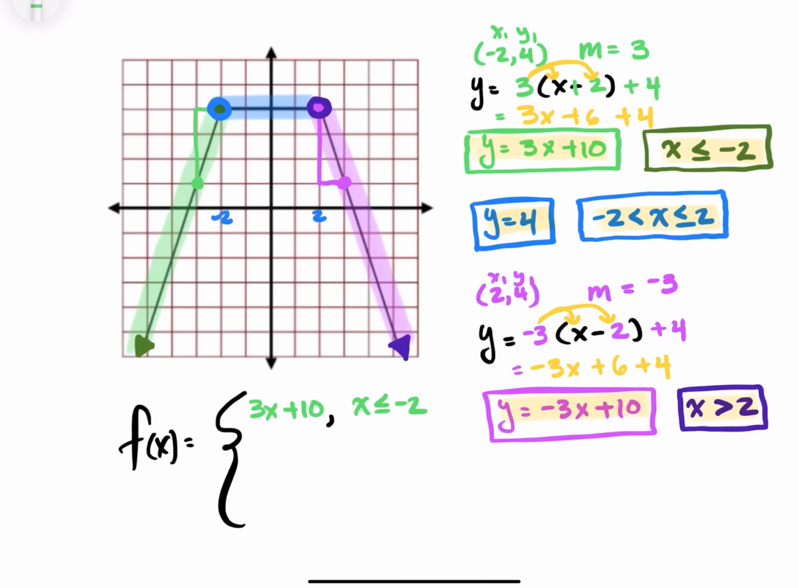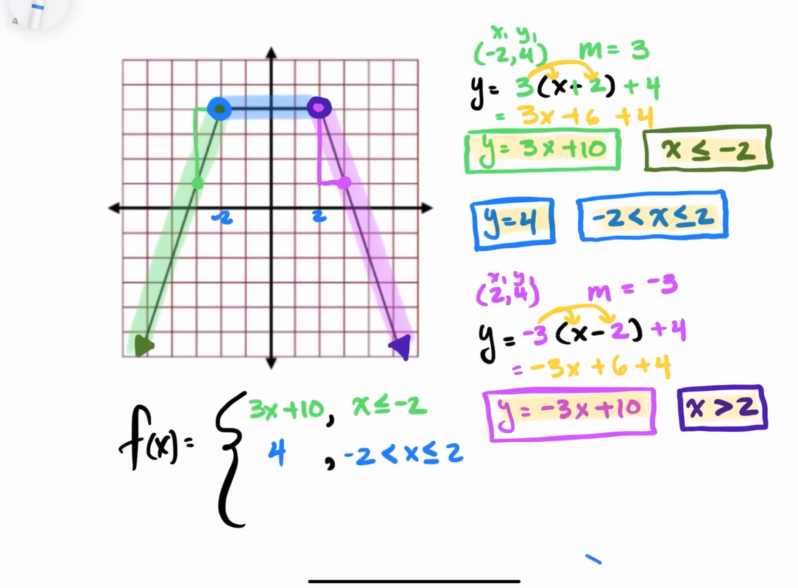Okay. Our second piece is just y is equal to 4. So I'm just going to go ahead and write 4. So it's always going to be 4. And we have our comma. And that's when x is between negative 2 and 2. Now, since we already used that negative 2, it's just going to be a less than sign. We haven't used that positive 2, so that's an equal sign with it.